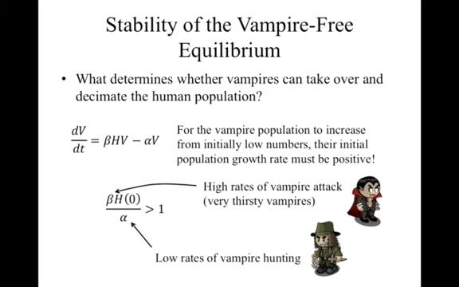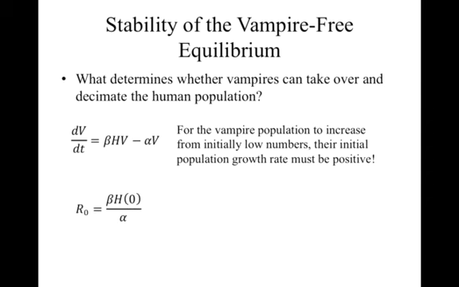And as long as they're getting a decent number of people turned into vampires before they get caught themselves, then the disease or the vampirism can spread. However, if they're not catching many people, if they're not biting a lot of people before they get caught themselves, then they aren't able to spread vampirism, and vampirism can't take off. The vampire-free equilibrium is stable. The system tends to recover to a vampire-free state.